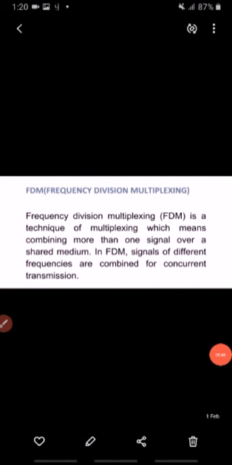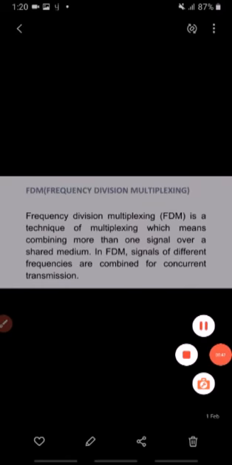FDM describes schemes to subdivide the frequency dimension into several non-overlapping frequency bands. That is, in FDM, the total bandwidth is divided into a set of frequency bands that do not overlap.